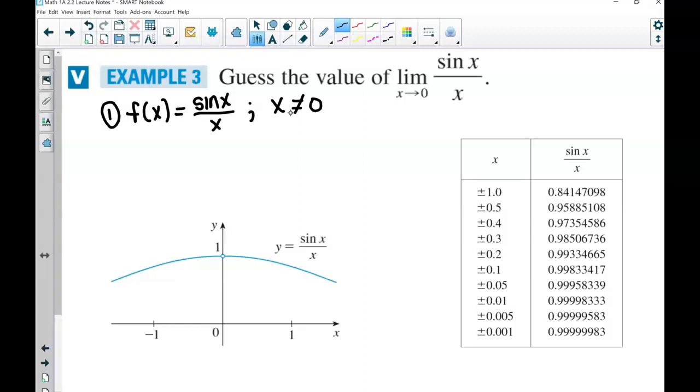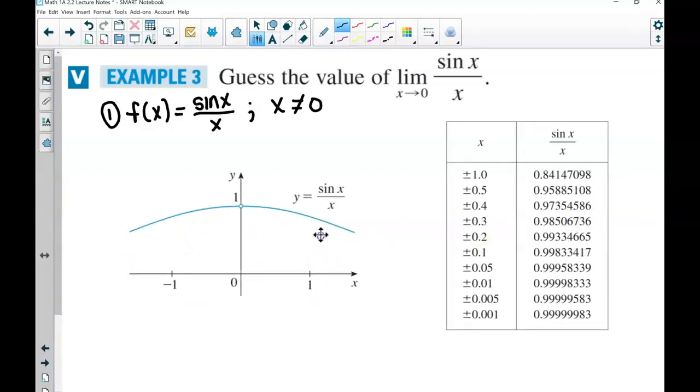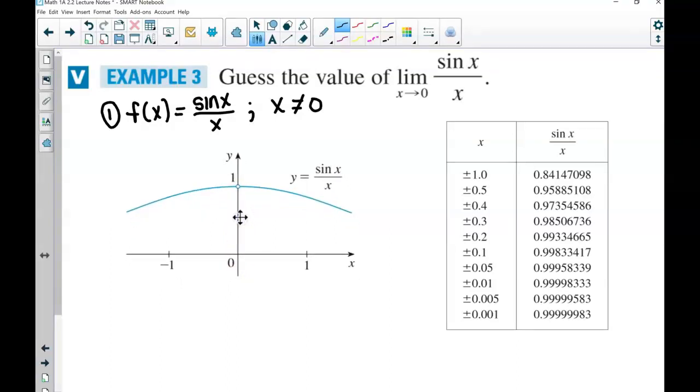So when we construct the table of values correct to 8 decimal places, from the table that you can see, and the graph that you can see, what's happening as we are approaching 0, from the right and from the left? What does that limit represent? Well, by looking at the graph, we can see that the limit as x approaches 0 of the function sine of x over x is equal to 1.